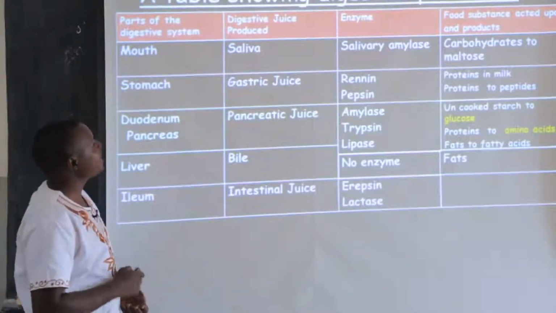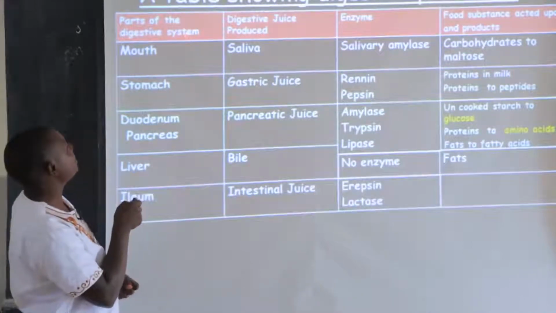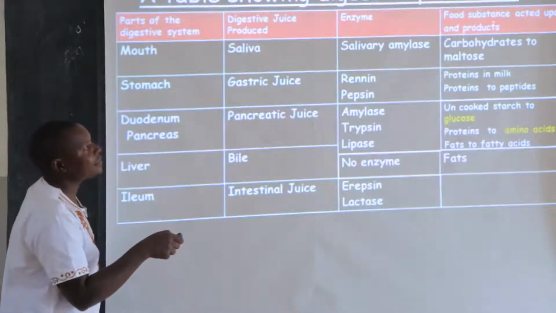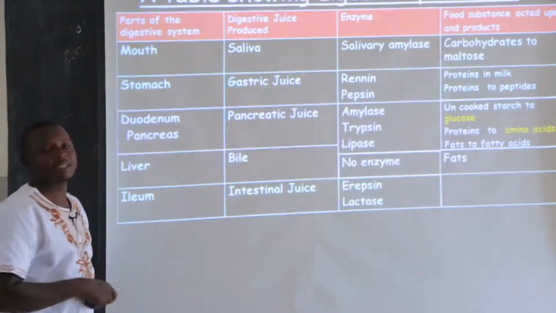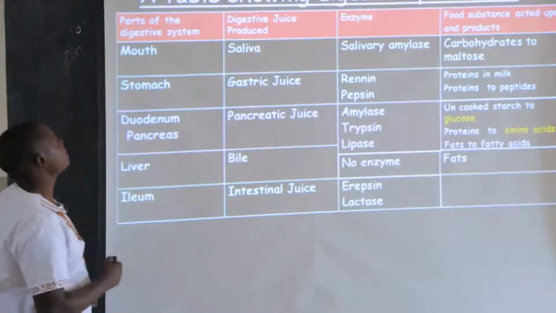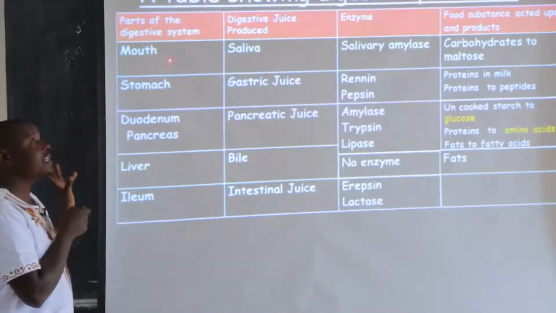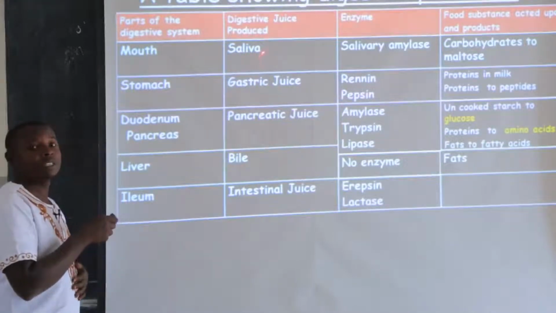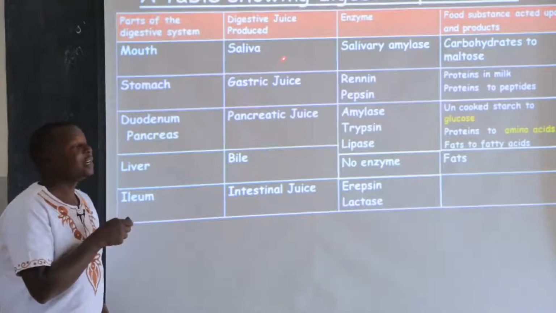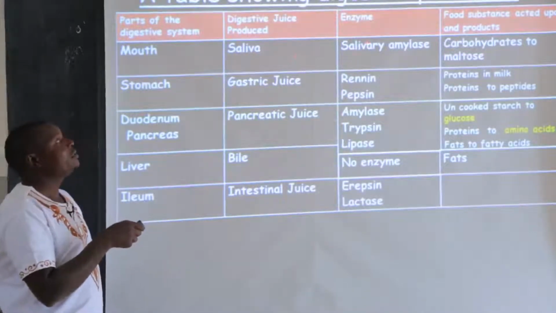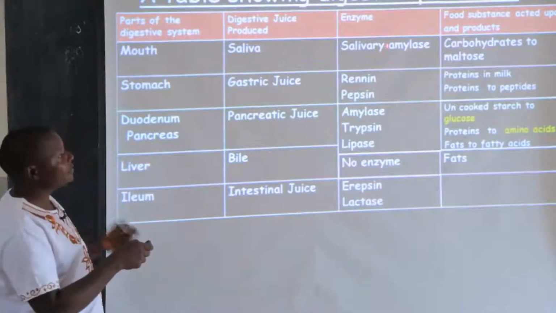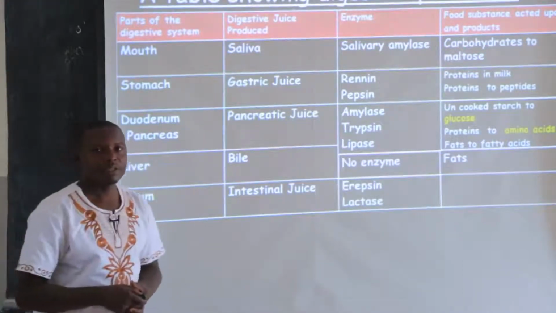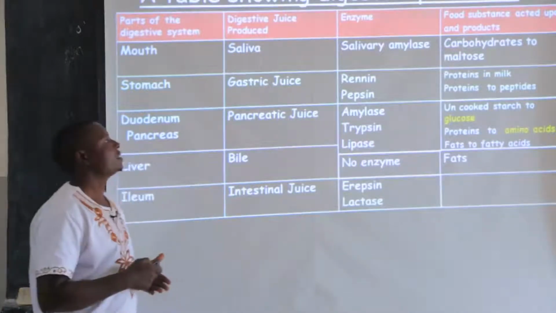And we shall begin and say, well, we are going to have parts of the digestive system, digestive juice produced, enzyme, food substance acted upon, and the product, or what it turns into after digestion has taken place. So we have the first part that we looked at last time as the mouth. The juice produced in the mouth is saliva. Saliva contains salivary amylase as the enzyme. This enzyme, salivary amylase, breaks down carbohydrates to maltose, cooked starch to maltose.